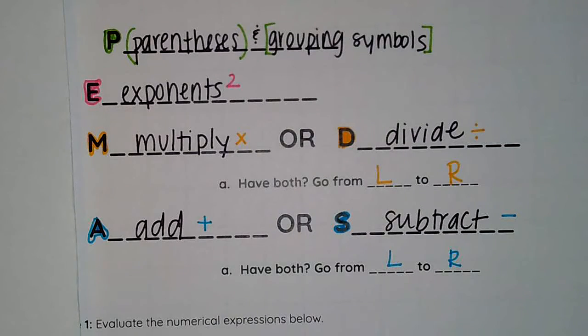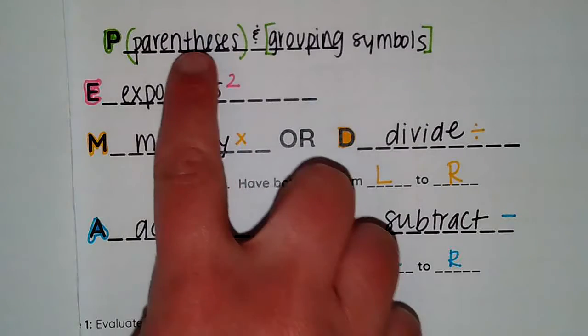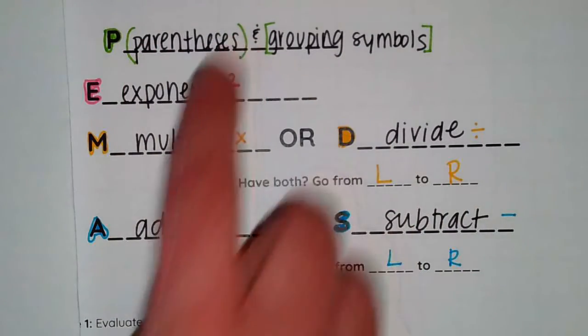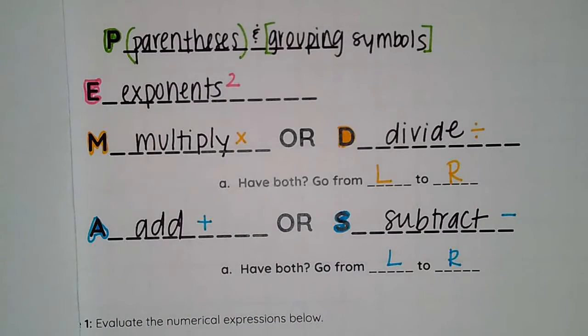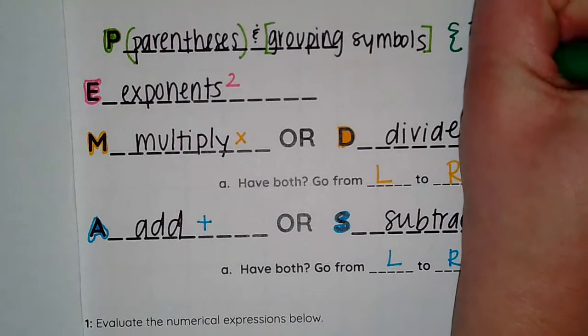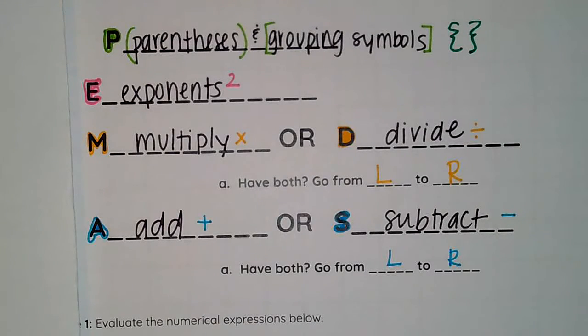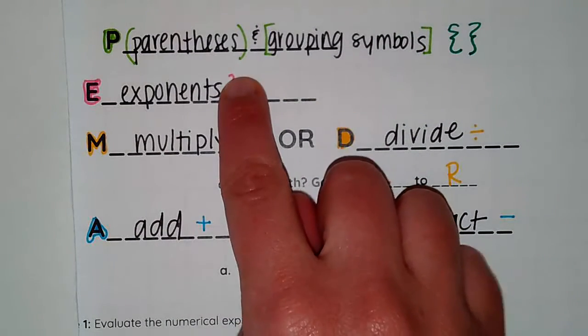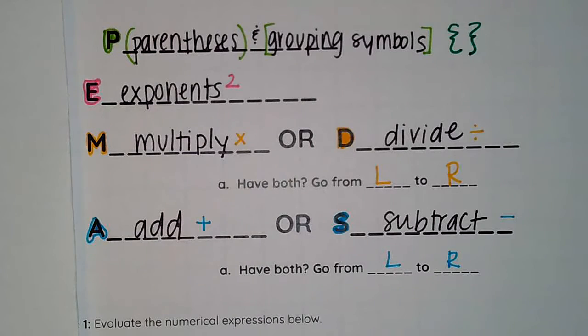We start with the P. So when we're given an expression, we always start with the parentheses or grouping symbols. Sometimes it'll be a parentheses just like that. Other times it'll be brackets like this, or maybe the brackets like this. So we start in there. Once we have done that, we move on to our exponents. Exponents are the little numbers up in the upper right corner.